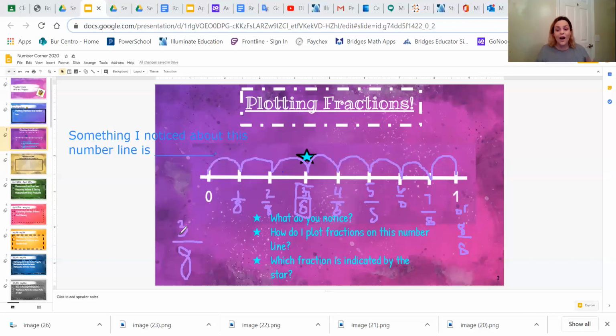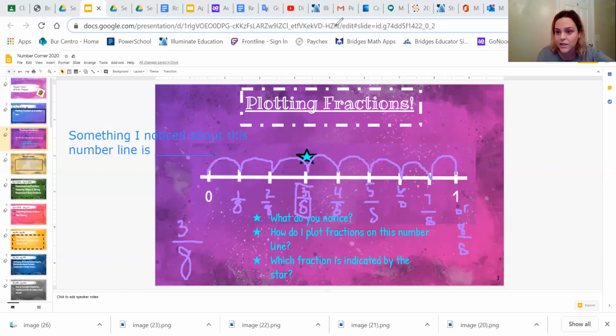Okay, so now I want you to just pause and look at what we just did and think to yourself, if I had to write a recipe card for a second grader, how would I describe this to a second grader? What step by step would I give to them to figure out how to plot fractions on a number line? Okay, so that's what we're gonna do next. Make sure you have your math notebook ready.